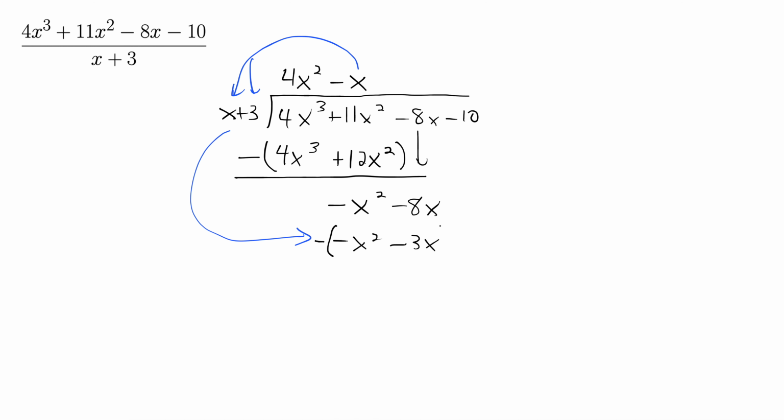Minus parentheses, don't forget the parentheses, and then we subtract off. Well, these cancel out. Negative x squared plus x squared is nothing, is 0. We don't write the 0 here, we just leave it blank. Negative 8x minus a minus 3x is negative 8x plus 3x. That is negative 5x. Right, and then we bring down the 10 here. Bring it all the way down. Minus 10.